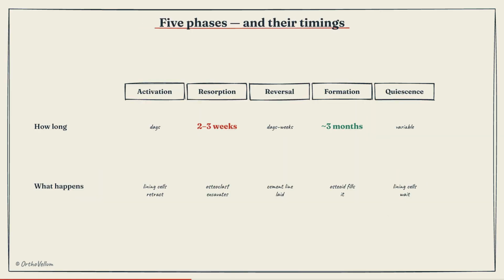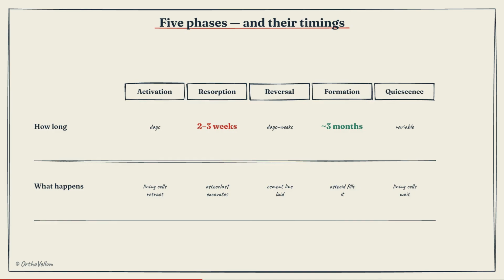That cycle has 5 phases, and the timings are the examinable part. Activation over days. The lining cells covering the surface retract, exposing mineral, and osteoclast precursors are recruited out of the circulation. Resorption over 2 to 3 weeks. The osteoclast excavates, removing roughly 0.05 cubic millimeters of bone. Reversal over days to weeks. The osteoclasts undergo apoptosis or move on, mononuclear cells move into the cavity, and a cement line is laid down, a thin hypermineralized layer marking the boundary between old bone and new.